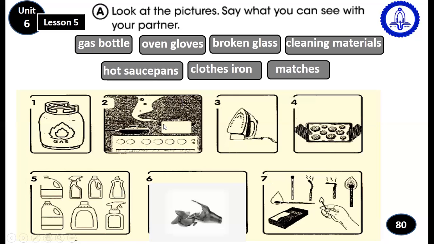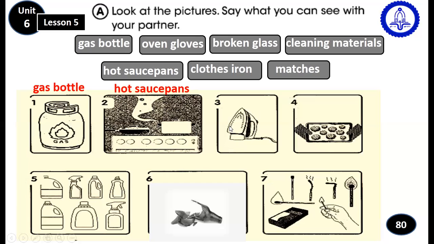So what can we see? We should write the description for each picture. You can write the description down or above the picture. Picture 1 is gas bottle. Picture 2 represents hot saucepans on the cooker. As you see here, we have 2 hot saucepans on the cooker, so they are hot saucepans.